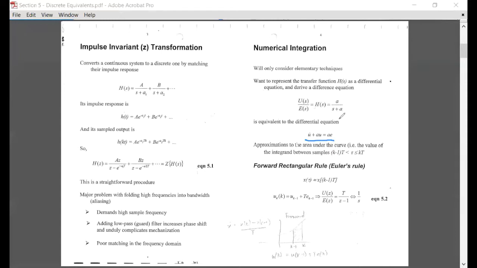Now there are several ways in which we can numerically integrate to get u of t or u of kT, and these methods are the forward rectangular rule, the backward rectangular rule, and the trapezoidal rule. So we'll start with the forward rectangular rule, which is Euler's rule, but let me start off with a much simpler system than this. Let's say instead of a over s plus a, I have a system U(s) over E(s) equal to 1 over s.